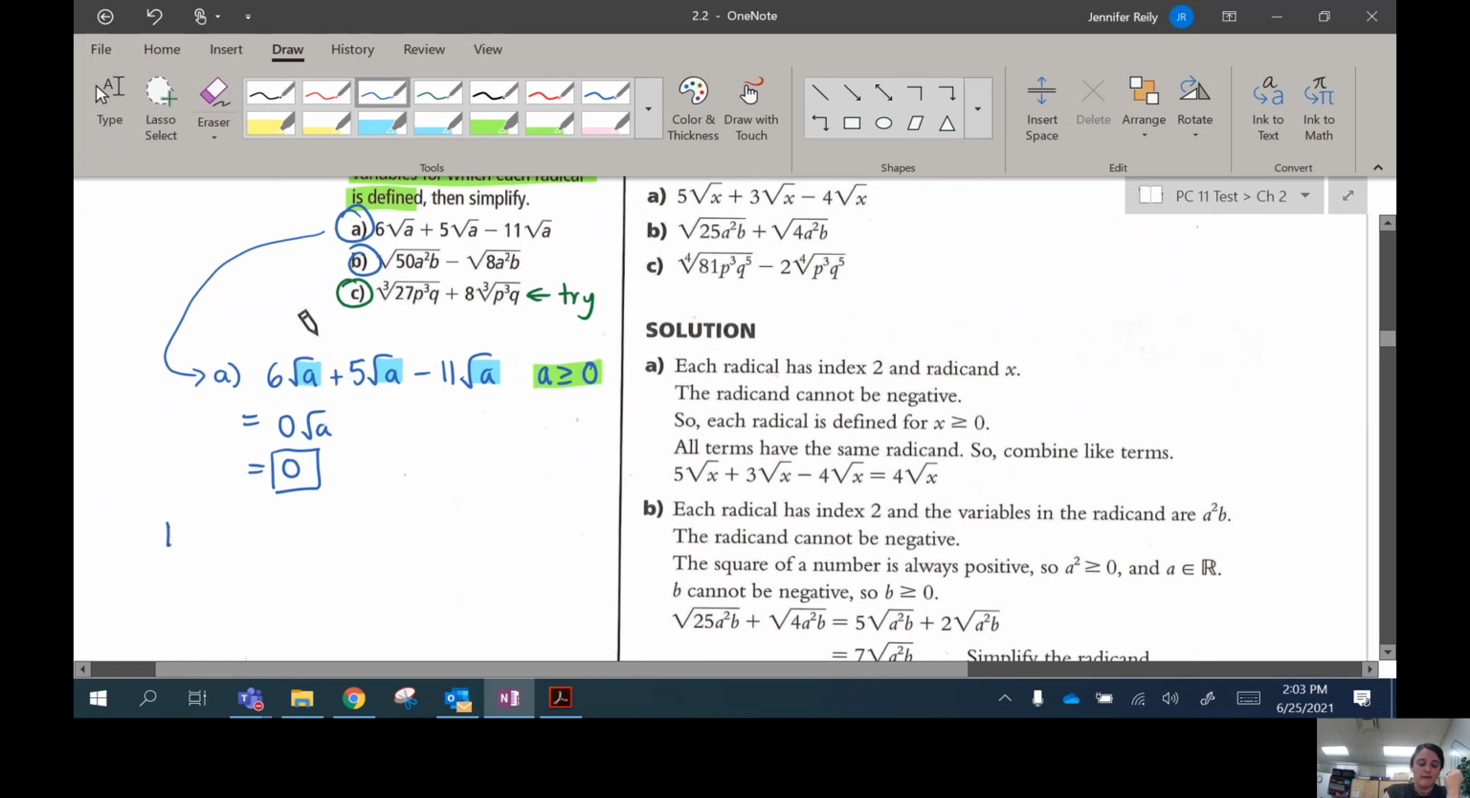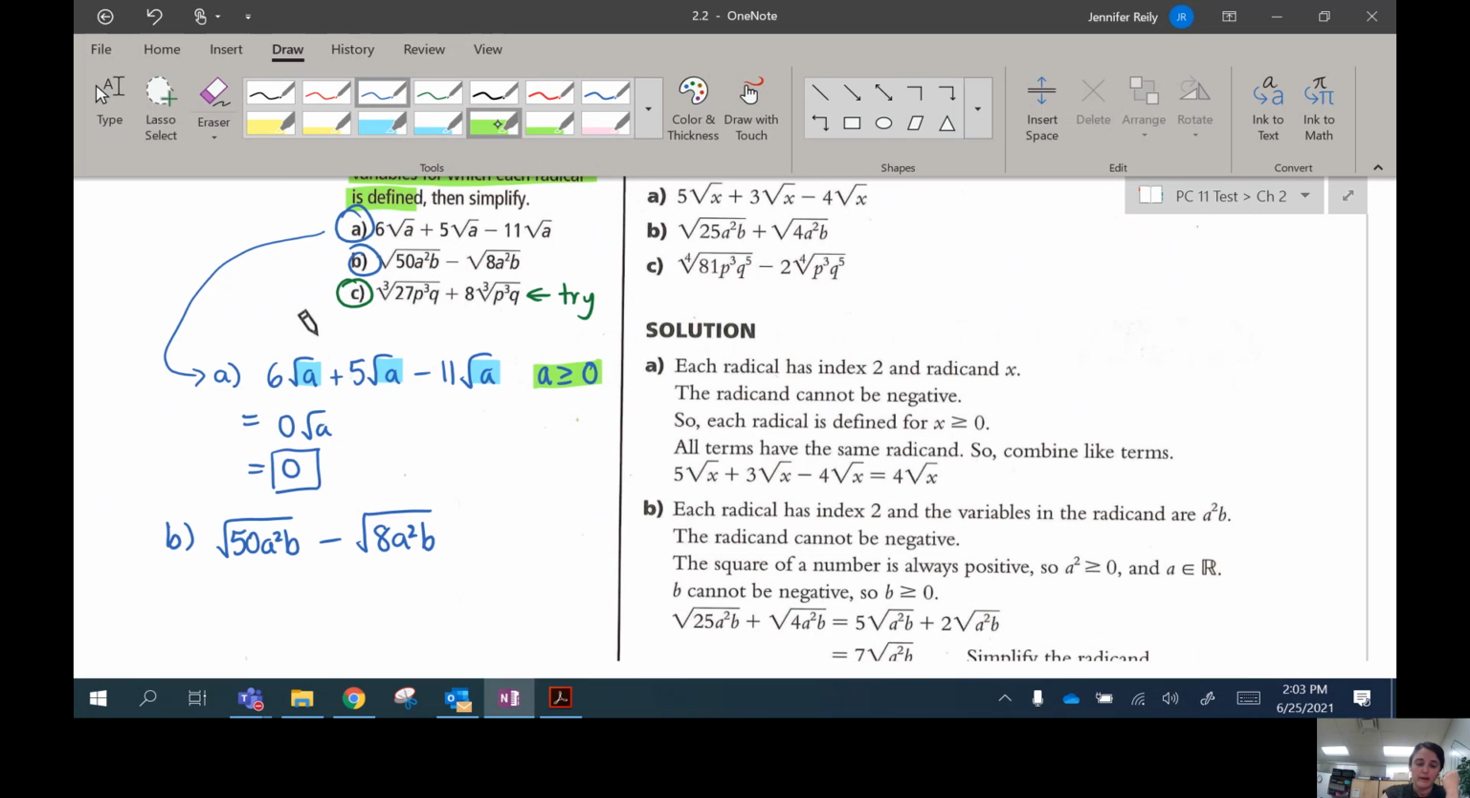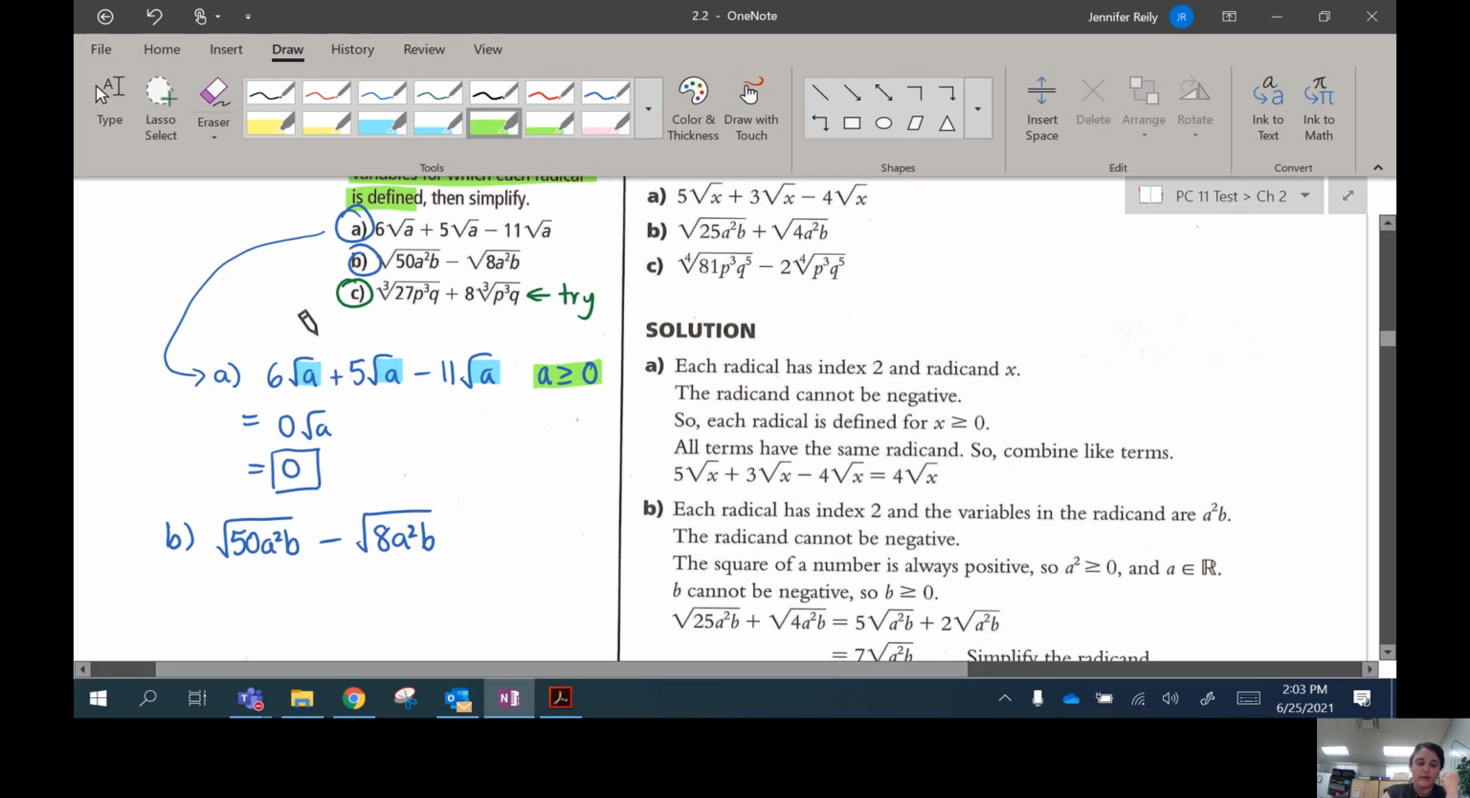Okay. And then for part B, let's look at that. So we have square root of 50a squared b minus square root of 8a squared b. Okay, let's first look at the variables. So we have to remember that the radicand 50a squared b has to be positive. If that 50 is already positive and a squared is already positive, you can square any number and it's going to make it positive. So b has to also be positive.